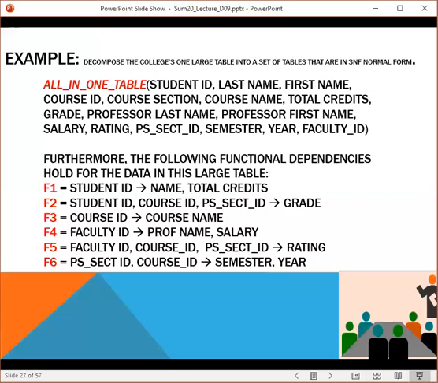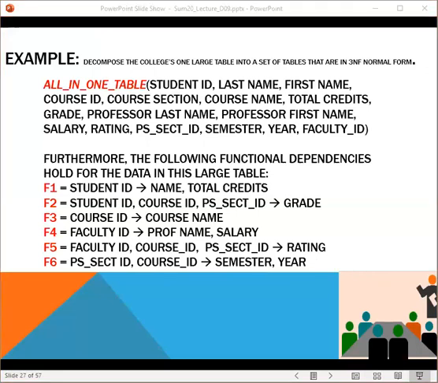When we talk with our users, we learned that we have these functional dependencies. Student ID determines the name and total credits. Student ID, course ID, and PeopleSoft section ID determine the grade. Course ID determines the course name. And the faculty ID determines the professor's name and salary. Faculty ID, course ID, and PeopleSoft section ID determine the rating. And then PeopleSoft ID and course ID determine the semester and the year.